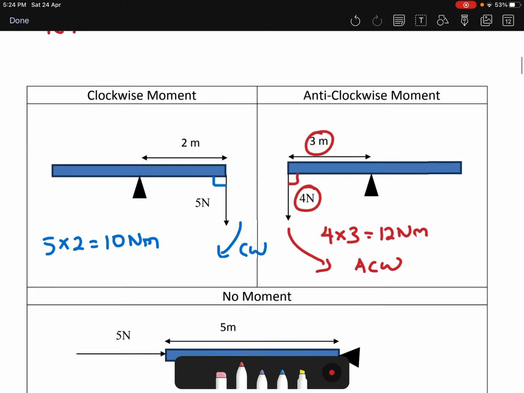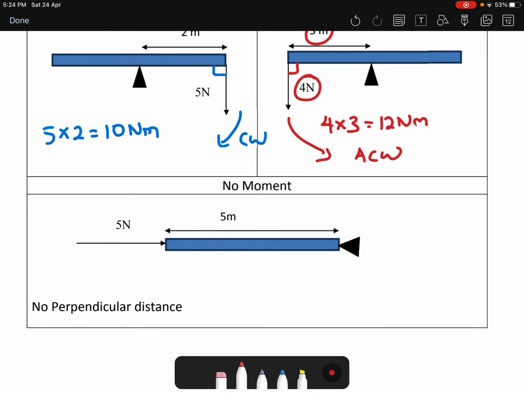So the last case is this case. So I have a plank, but the pivot is at this particular point. And the force is here, and we are given the length of this so-called beam of 5 meter. So why is there no perpendicular distance? Why is there no moment? Because there's no perpendicular distance to speak of.